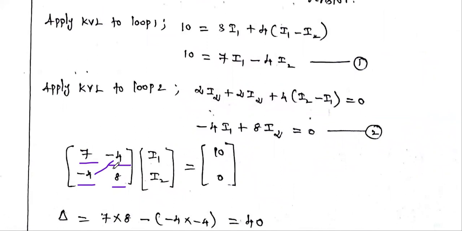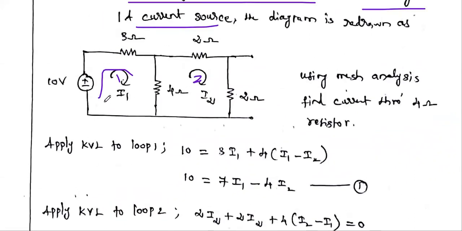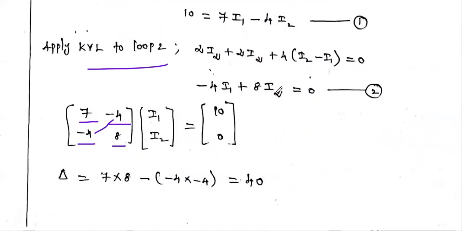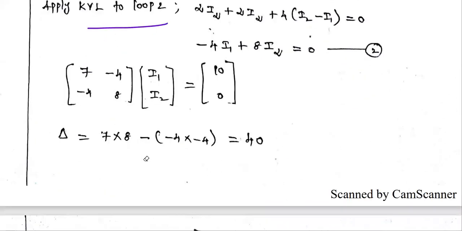So directly using the inspection method from the diagram, if you know the inspection method, you can write this matrix directly. Or otherwise, you write the KVL equation for the first loop separately, and the KVL equation for the second loop separately. We will get the equations 7I1 minus 4I2 equal to 10, and minus 4I1 plus 8I2 equal to 0. Then if you convert these two equations into a matrix, we can get the same answer. So you can use the direct inspection method, or you write KVL and then convert into a matrix. Now our aim is to solve for I1 and I2.